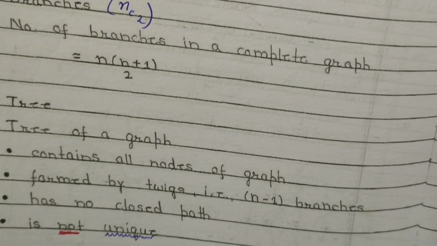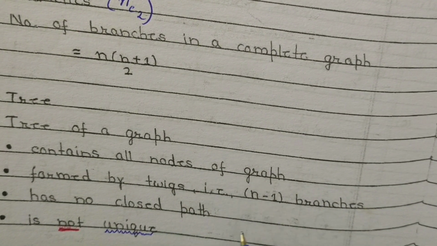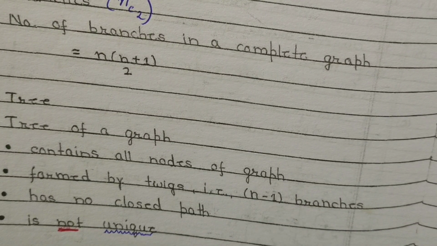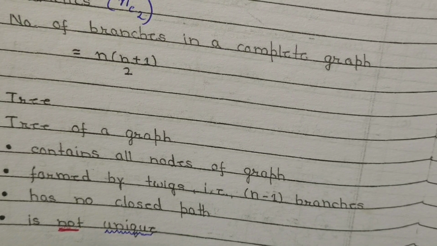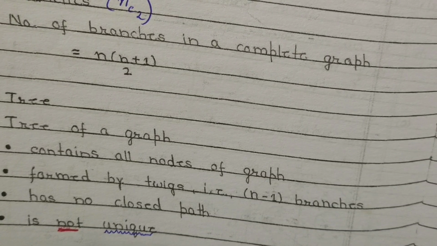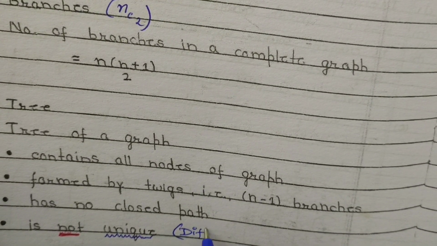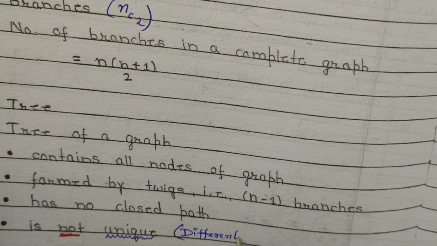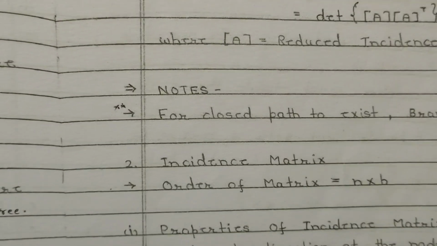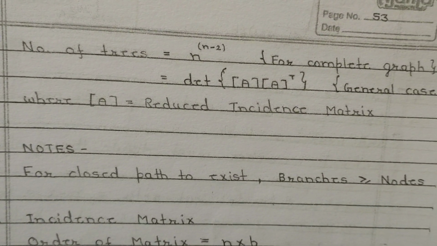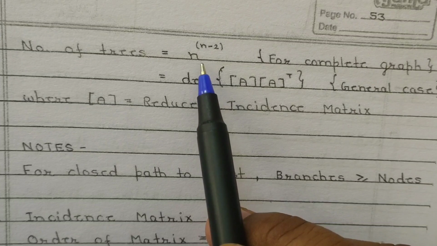Tree. A tree of a graph contains all nodes of the graph, formed by twigs, that is n minus 1 branches. It does not have any closed path, and it is not unique. Tree is not unique. Keep in mind, not unique means different. The number of trees for a complete graph is represented by the formula n power n minus 2.